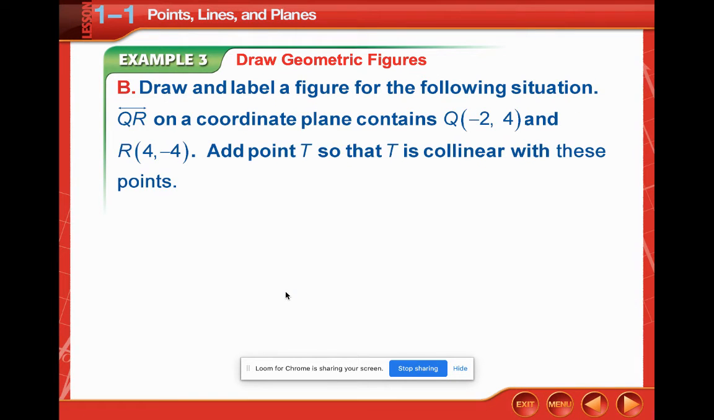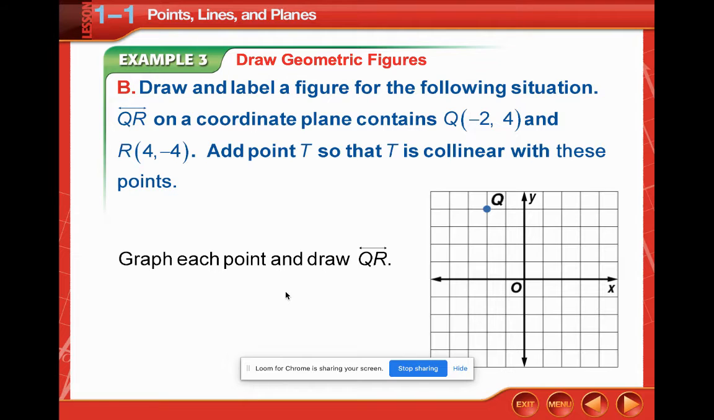All right, draw and label for the following situation. Line QR on a coordinate plane contains Q(-2, 4) and R(4, -4). Add point T so that T is collinear with these points. So I don't know how many of you remember what a coordinate plane is from algebra, but it's one of those things where it's like a cross. How about I just show you? So draw your coordinate plane and then you want to graph it.